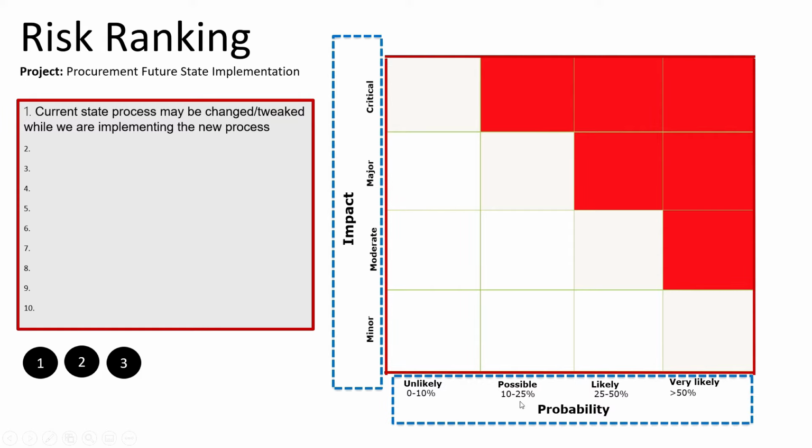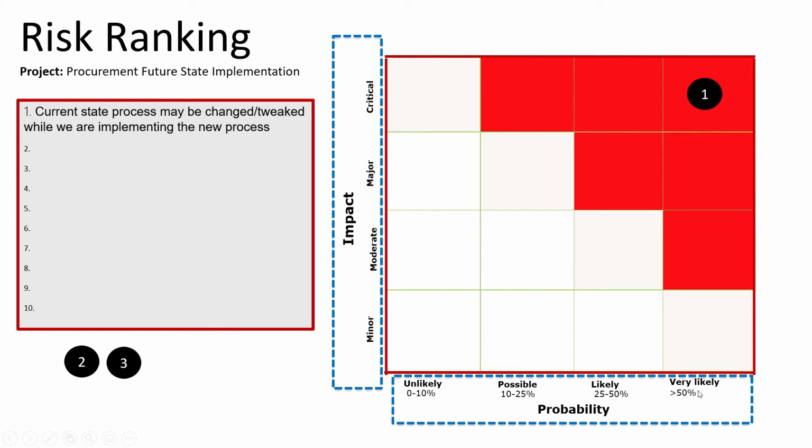And the other area we look at is probability. So how likely is it going to happen? Unlikely, possible, likely, very likely. And so this becomes really powerful because now we're going to take our risk and collectively as a group, we're going to talk about it. And we're going to place our dot where we think it's going to be. And in this instance, we actually, as a group, decided that, whoa, if this risk came to fruition, because the current state processes are tweaked, that's going to impact our project and what we're trying to do from a deliverable standpoint, that it has a huge, huge critical impact on us doing what we're supposed to be doing.